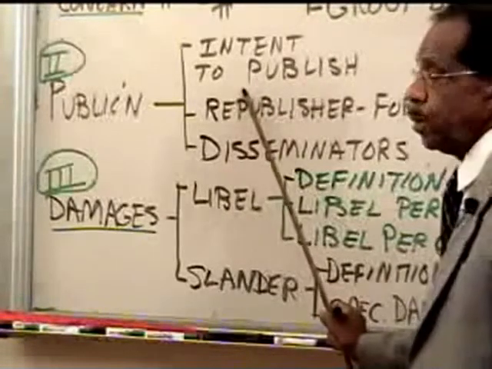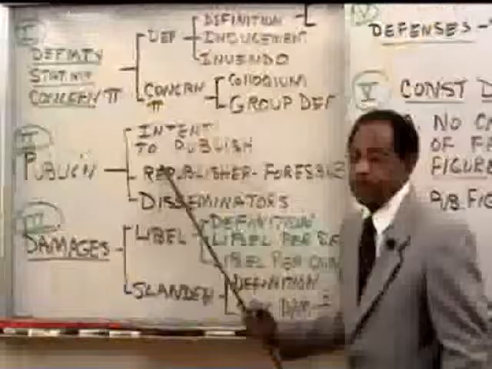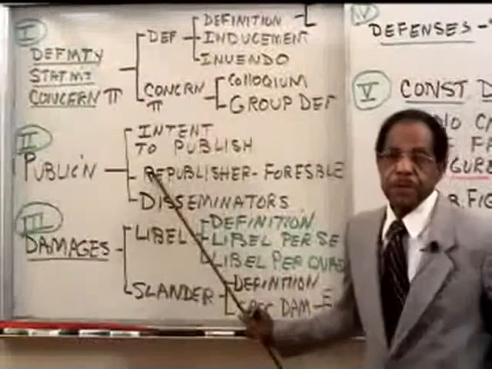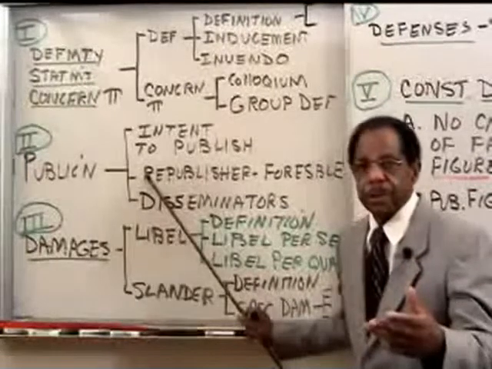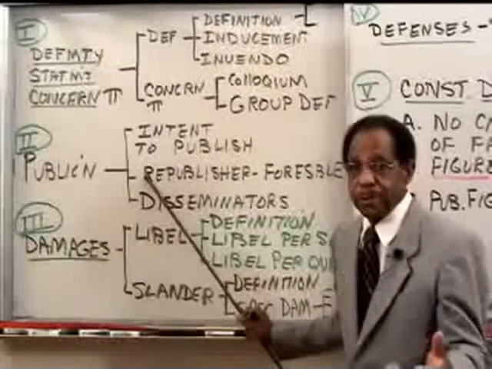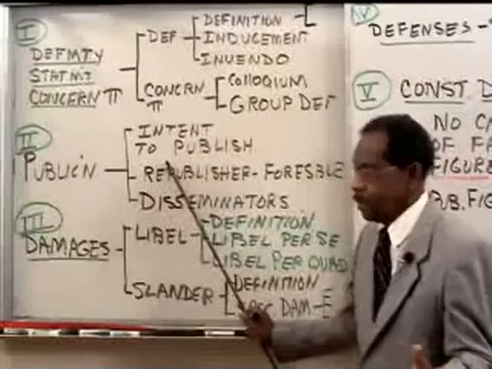If you send, as often given in the textbooks, a written statement to a blind person, you know that somebody else is going to read it to them. So that's intent to publish.